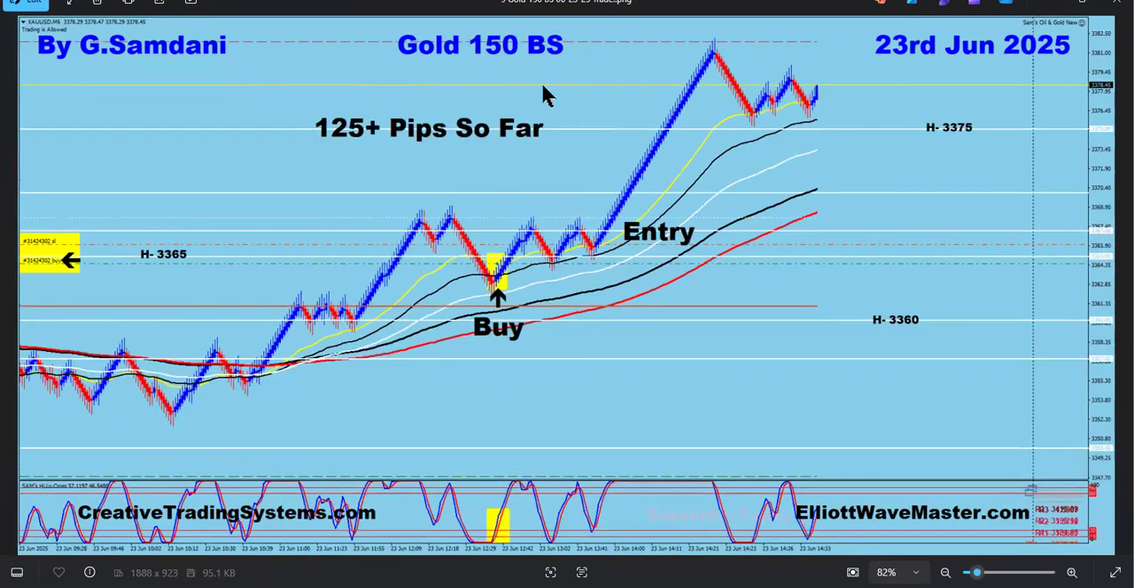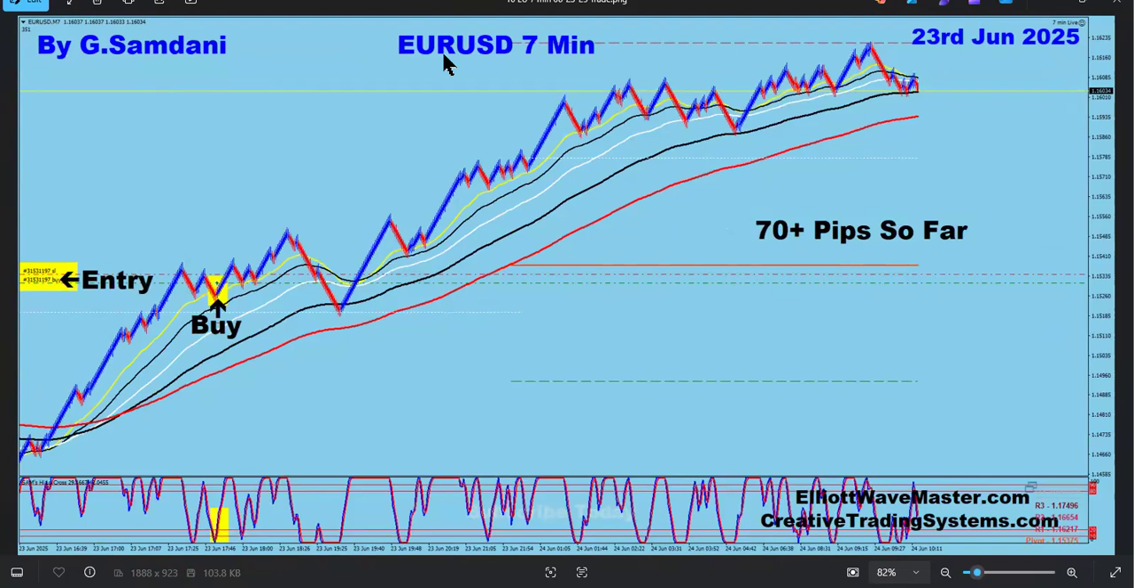Now this one, gold, 150 box size, but 125 pip. Buy orders right there. This is only the 23rd. Look how many trades on the 23rd. Euro USD, this is the entry. It went up.